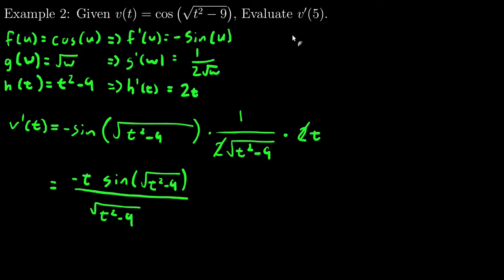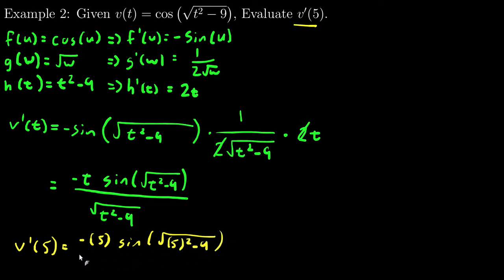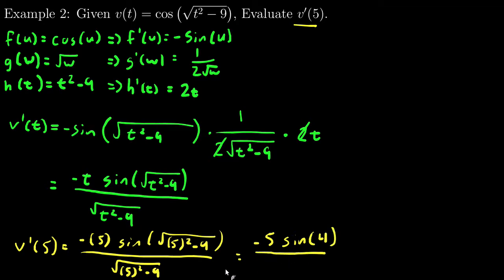And I actually want this evaluated at 5, so v prime of 5 will equal negative 5 sine of the square root of 5 squared minus 9 all over the square root of 5 squared minus 9, which will be negative 5. 5 squared is 25, minus 9 is 16, the square root of 16 is 4, so negative 5 sine of 4, all over 5 squared is 25, minus 9 is 16, square root of 16 is 4. And that is what we get.